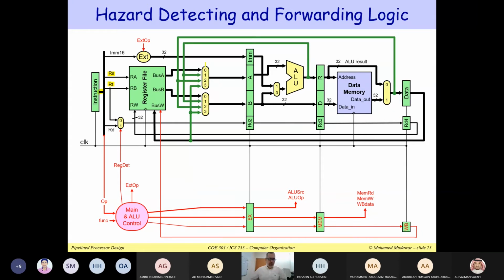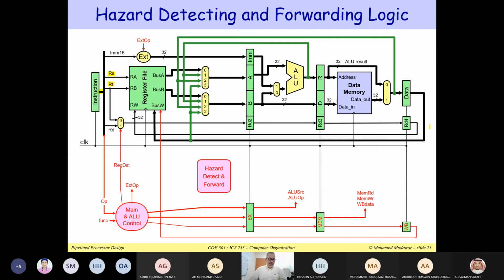We added these two multiplexers specifically to forward the ALU result, the data from the memory stage, and also the write back data, which is in the last stage of the pipeline. So we are forwarding from stages 3, 4, and 5. But now we need to detect, so we need extra logic that will detect the hazard. This is called the hazard detect and forwarding logic.